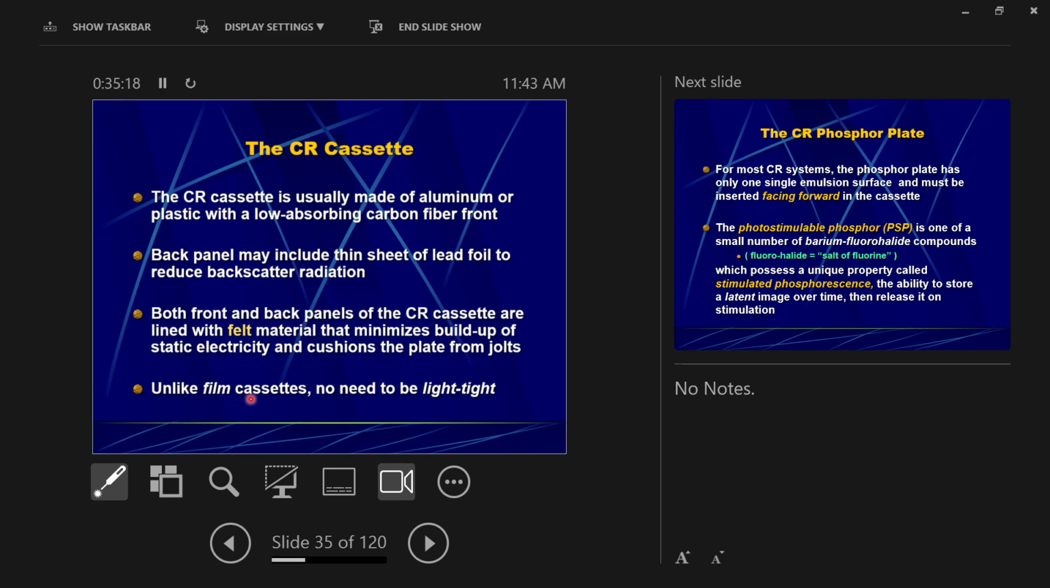Unlike film cassettes, these do not need to be light tight. The film cassette I showed you, when I close it, it snaps shut, right? But this one, the plate just scoots in and out of the top. There's no real covering to prevent things from getting in. There's a dust cover, but there's no light cover. So these plates don't need to be light tight, okay? Which is nice. We don't have to have a dark room, in other words.